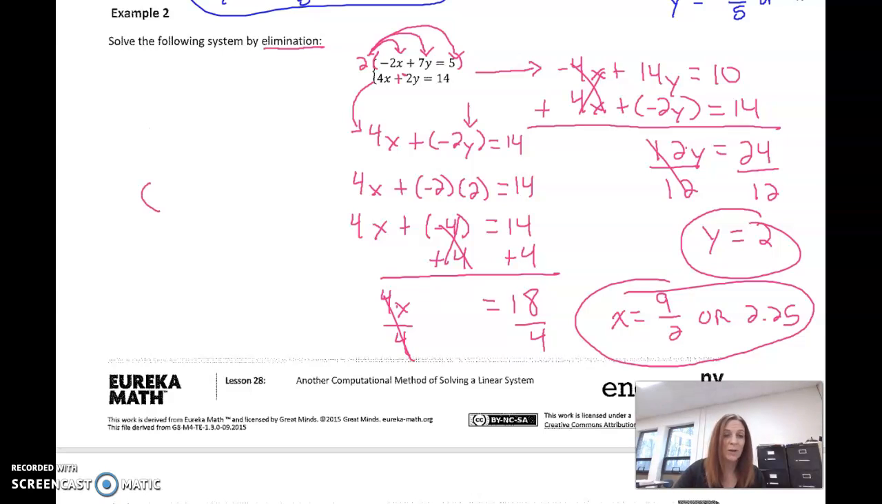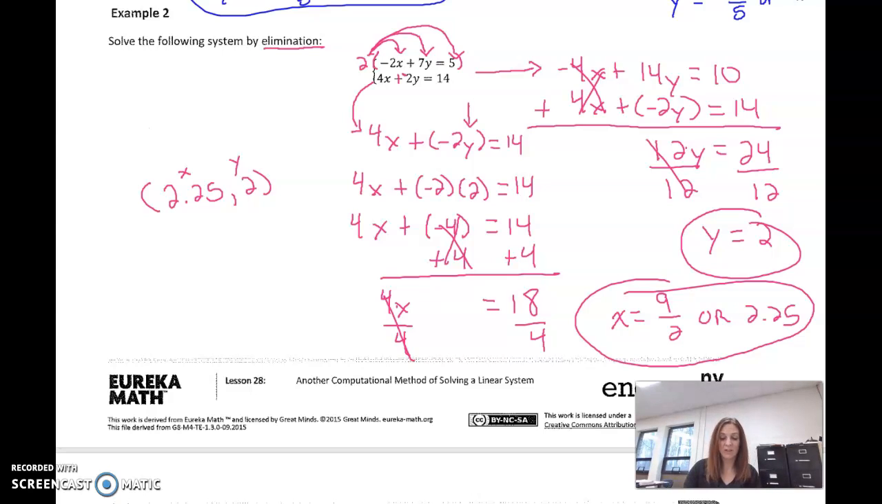Okay? Again, if you wanted to, you could write your solution like this. X term comes first. 2.25, that's my x, and then 2 is my y. You don't need the x or y up top. All right, so that is elimination.